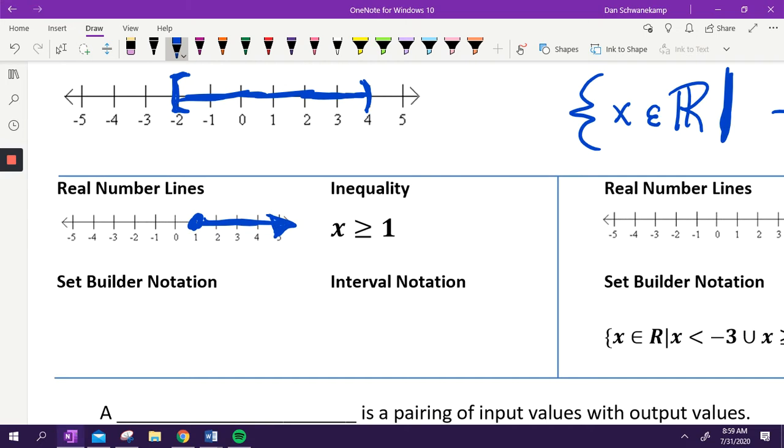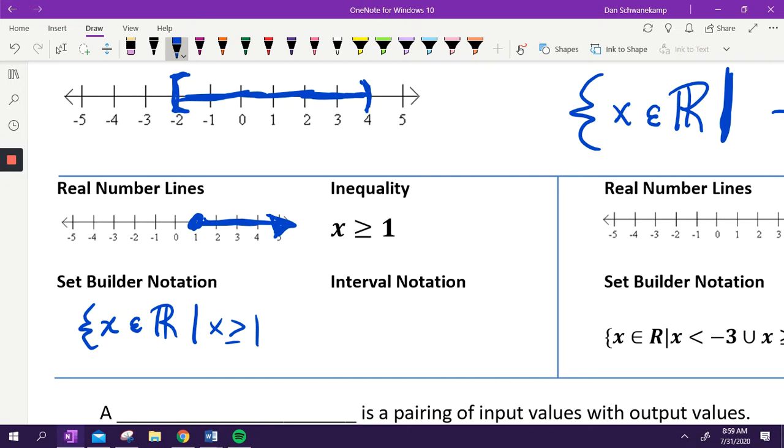If I'm doing set builder notation, curly bracket. I've got to say which group I'm in. So x is going to be an element. Again, I'm not picking integers here. I'm picking all those numbers. So x is an element of all real numbers such that x is greater than or equal to 1.